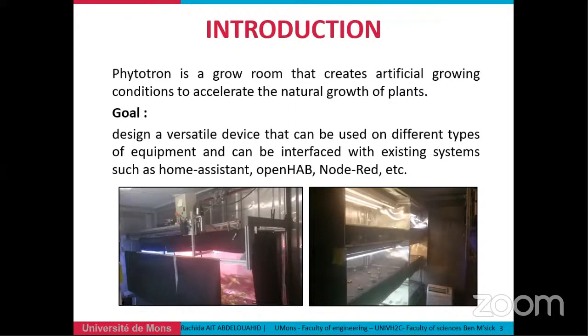So, the introduction. Phytotron is a grow room that creates artificial growing conditions to accelerate the natural growth of plants. The goal behind the creation of this solution is to design a versatile device that can be used on different types of equipment and can be interfaced with existing systems such as Home Assistant, OpenHAB, Node-RED, etc. Home Assistant and OpenHAB are platforms that offer more interoperability in our systems.